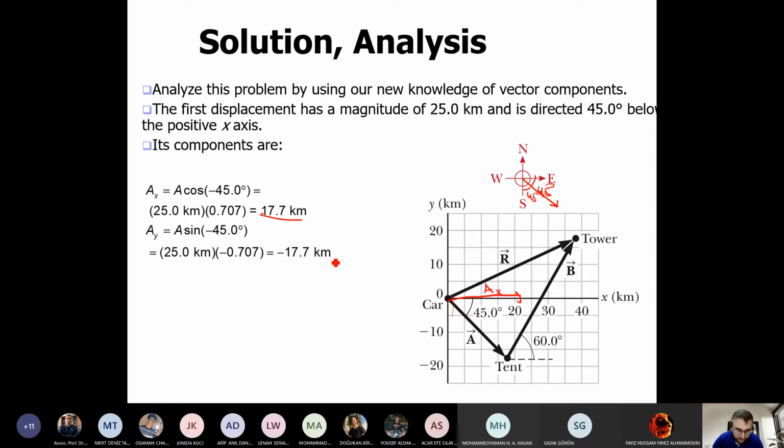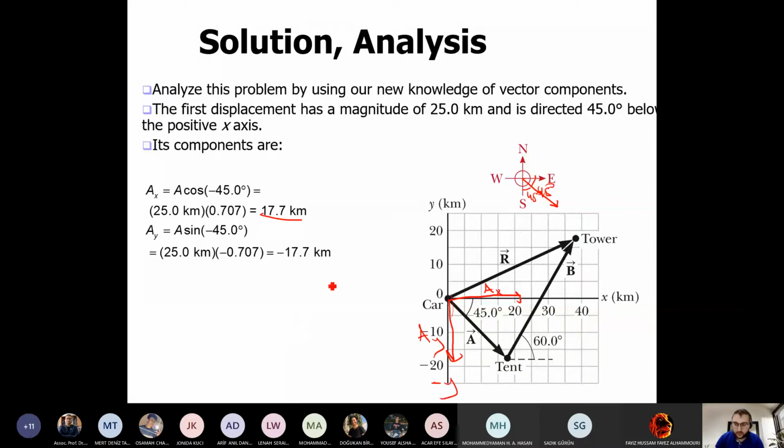This is A_x. And you must also calculate the y component, and this is A_y. To calculate the y component, you must multiply by sine theta, and theta is 45. And what happens? You will find minus 17.7 kilometers. Why is this negative? Because it is on the negative y-axis. This is positive, and this is the minus y-axis.